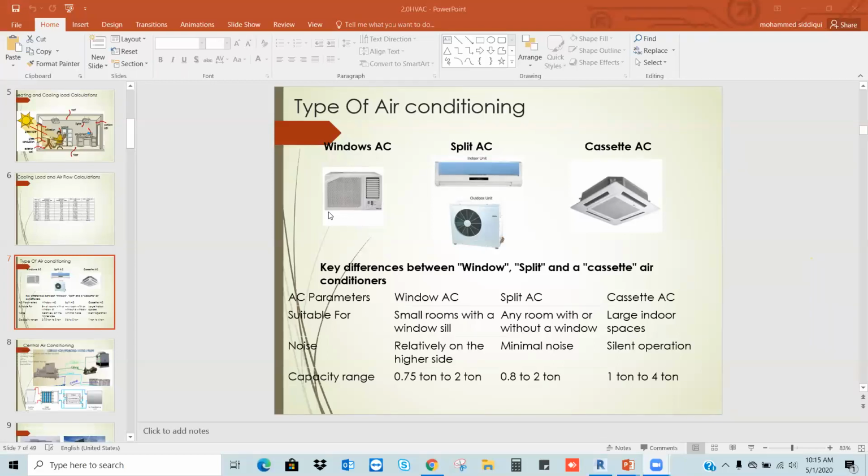In the same way, I am going to take the split AC, where I will keep the indoor unit on the vertical face of the wall, and the outdoor unit I can place anywhere in the building. If I am placing it on the terrace, I will place it on the plane of the terrace.